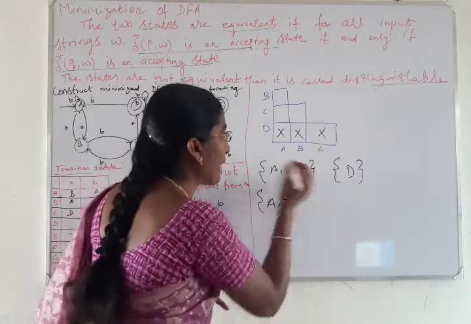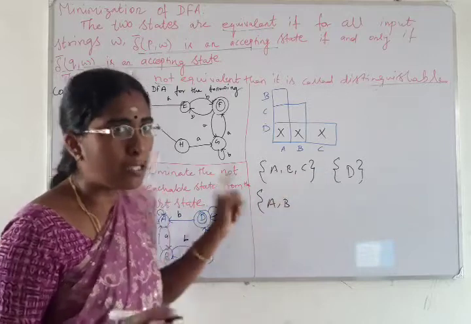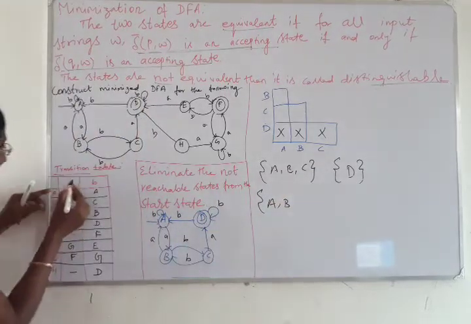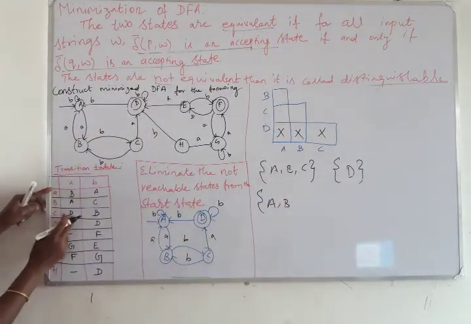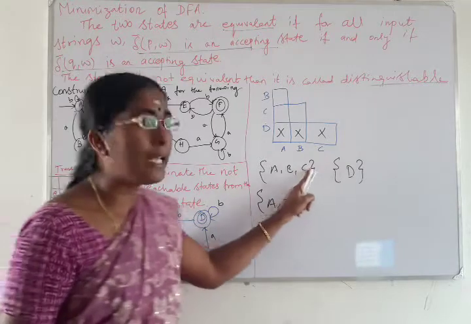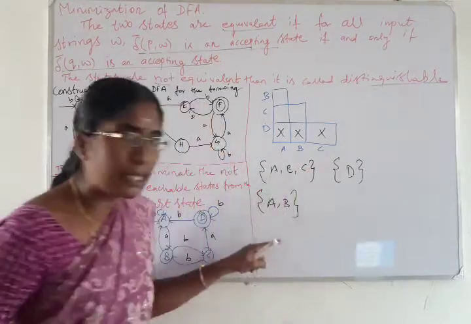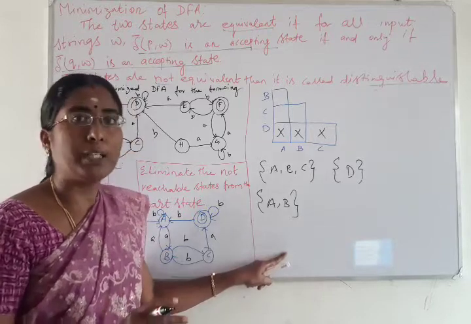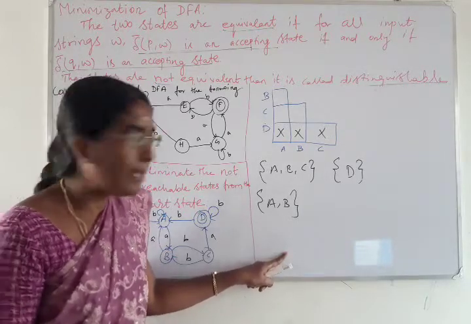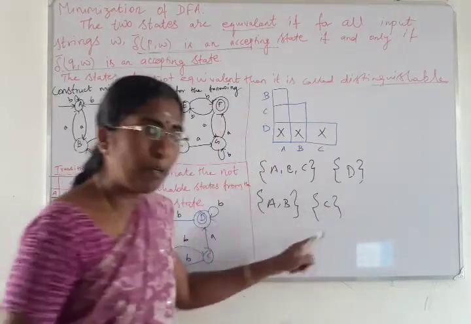Next compare the states A and C. That is A comma A, C comma A, D. Here D is a final state. So the states A and C are distinguishable. So A and B are said to be equivalent when compared with the transitions for the symbol A and B. But C is different from A.